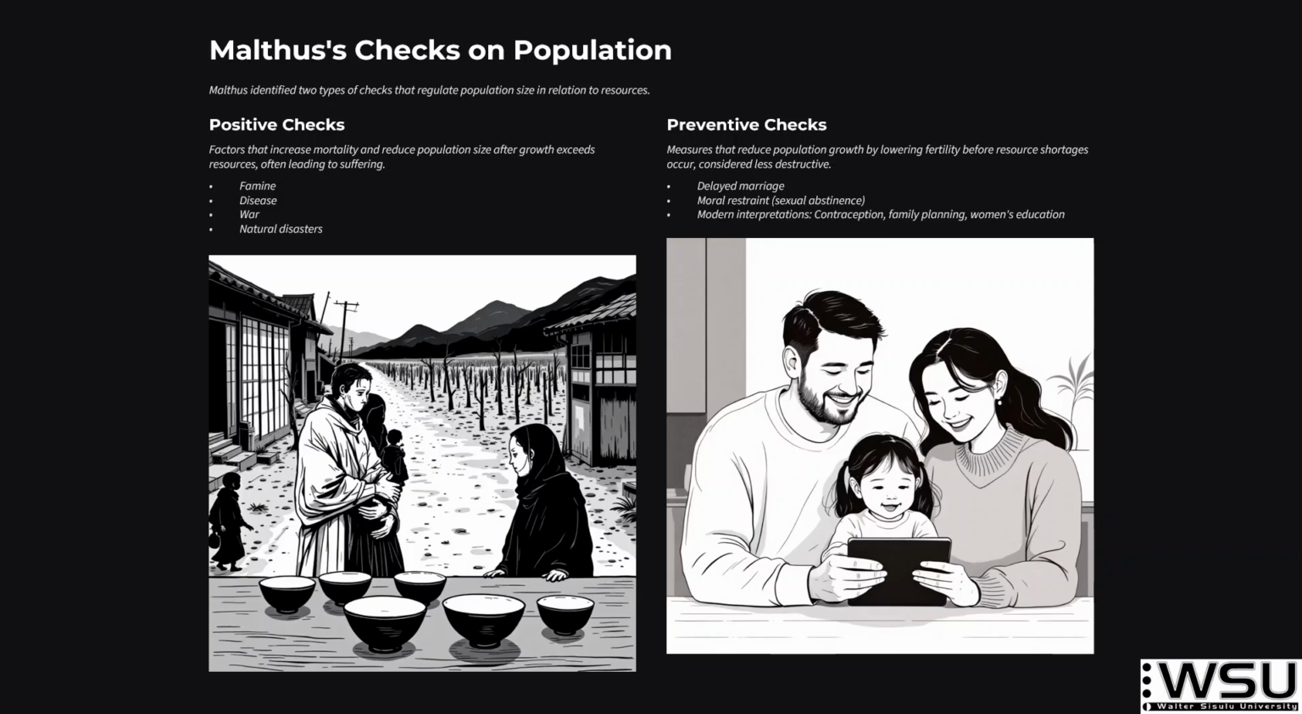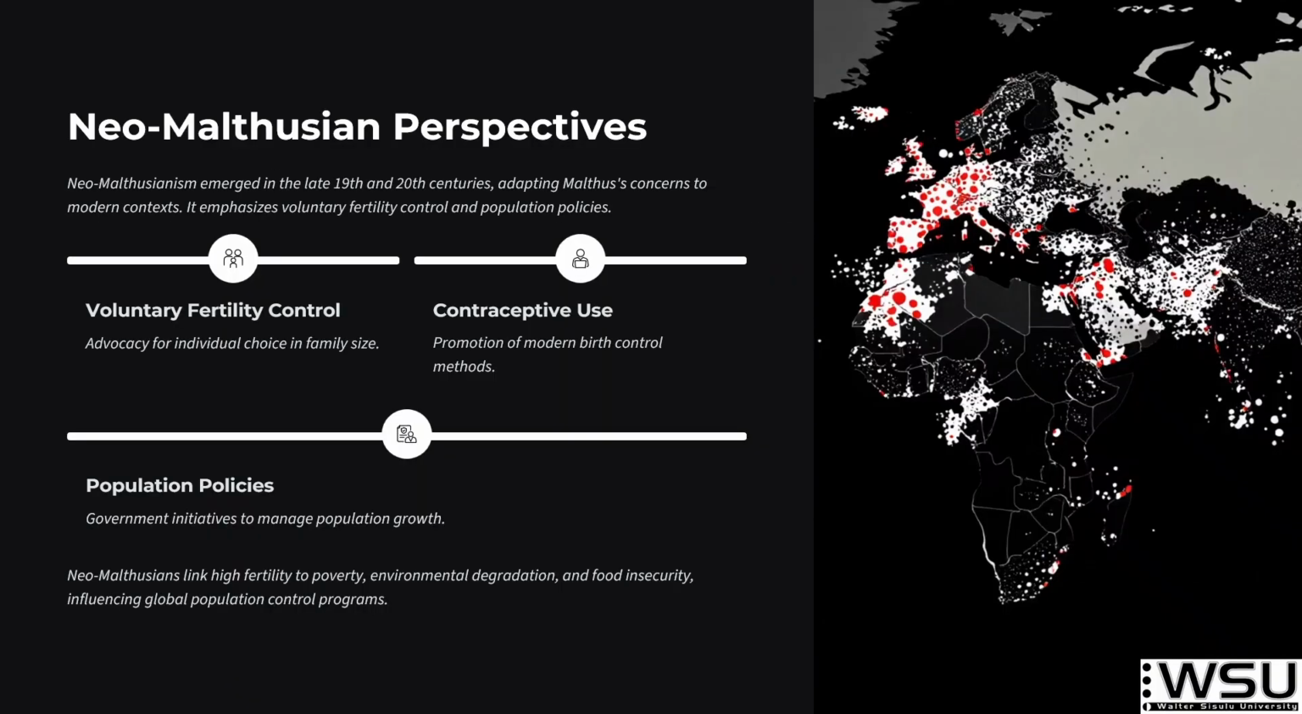And he talked about moral restraint or sexual abstinence, that people should have moral restraint and should not engage in sex. They should control themselves. So this would be the modern interpretation of contraception, family planning, and women's education. And you will see this is not what he spoke about. Contraception, family planning and women's education were spoken about by the Neo-Malthusians, these guys that we are now talking about in this slide.